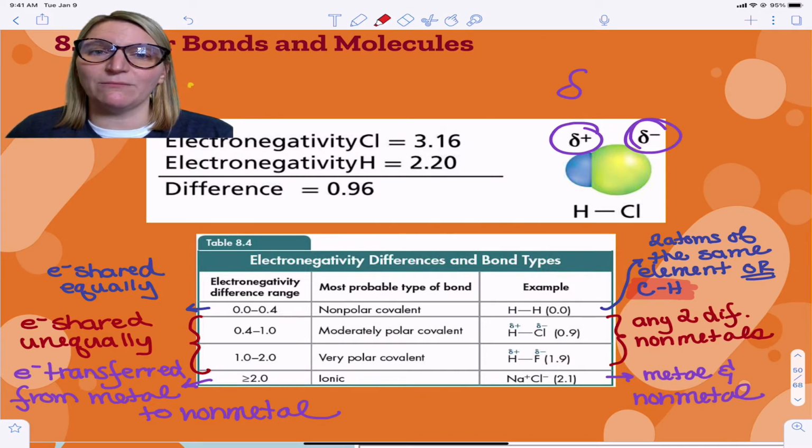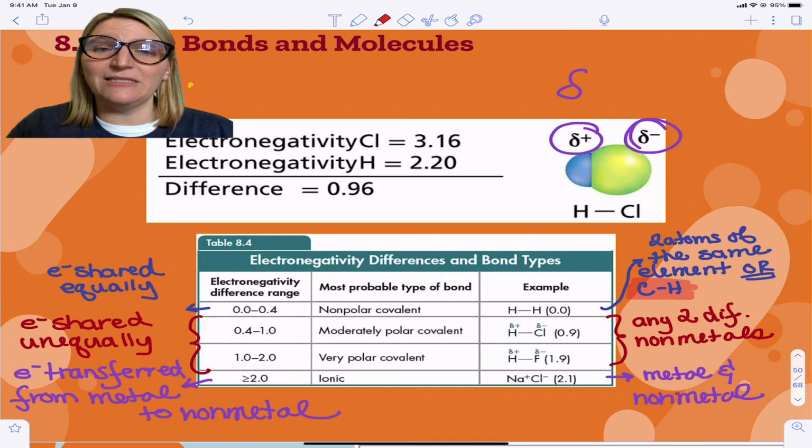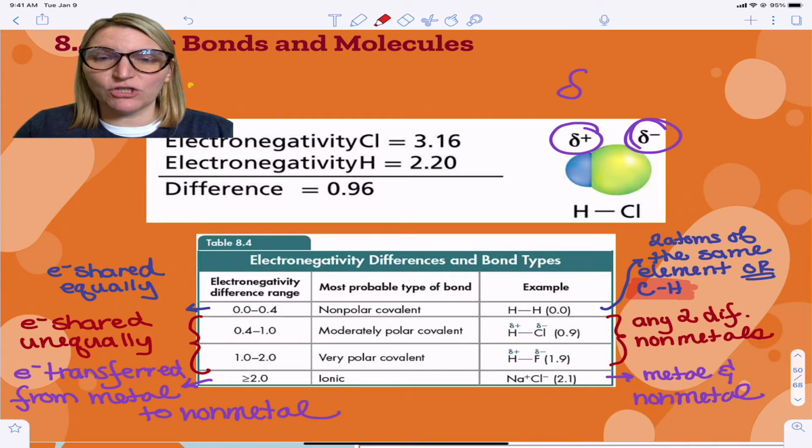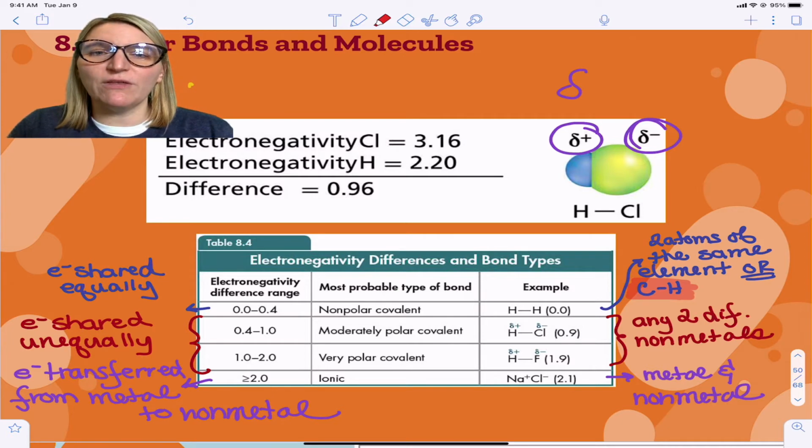Those two atoms, even though they have a slight difference in electronegativity values, the fact that hydrogen is so much smaller sort of makes up for that. So they do in fact share electrons equally. So nonpolar bond: two of the same atom, or carbon to hydrogen.